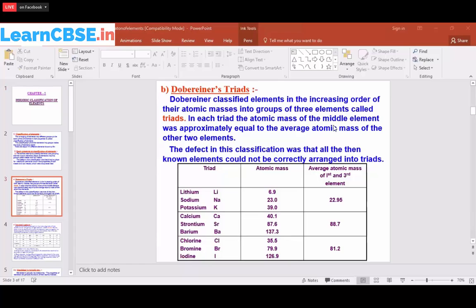So in each triad, the atomic mass of the middle element was approximately equal to the average atomic mass of the other two elements. But still they found some difficulties in this. So they thought, okay, this is not the way we have to arrange the elements in order.